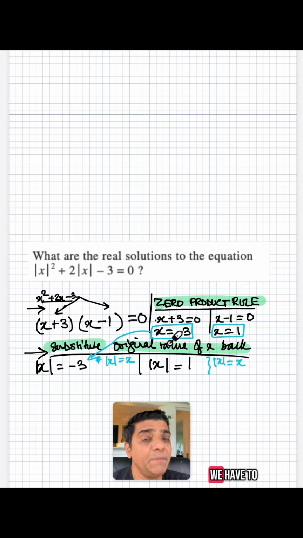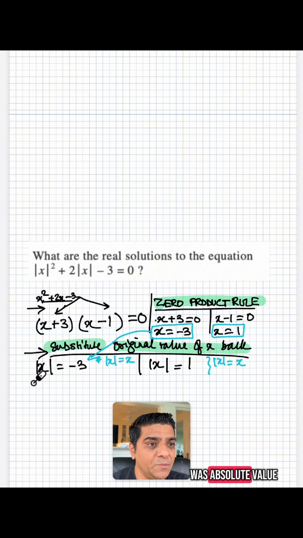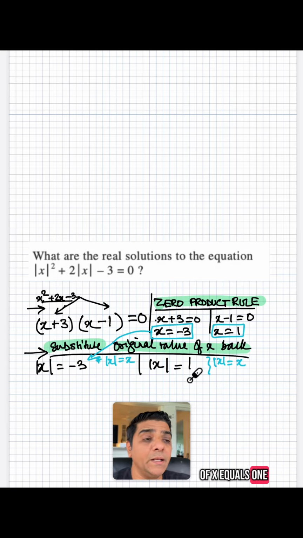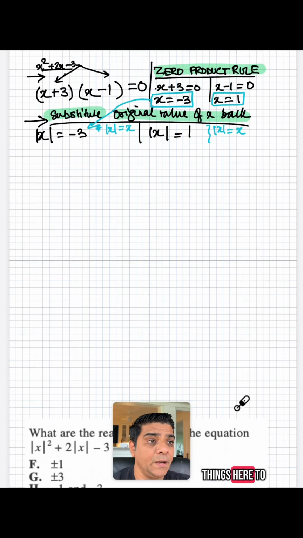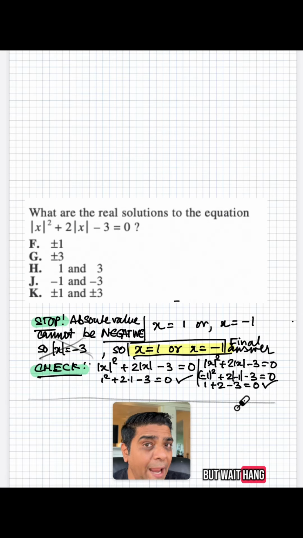Now we're not done yet. We have to substitute back what we originally substituted. We said a was absolute value of x. So we resubstitute that back. So absolute value of x equals -3 and absolute value of x equals 1. We're almost there, but we just have to do a few more things to get our answer. No, but wait, hang on one second.